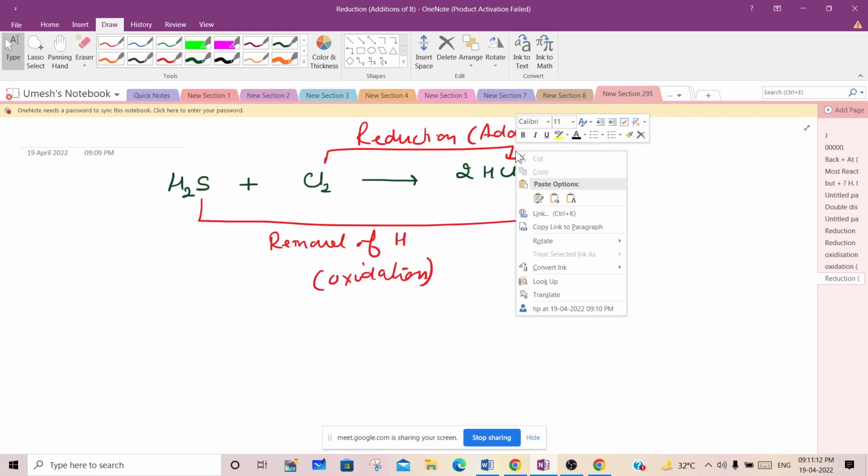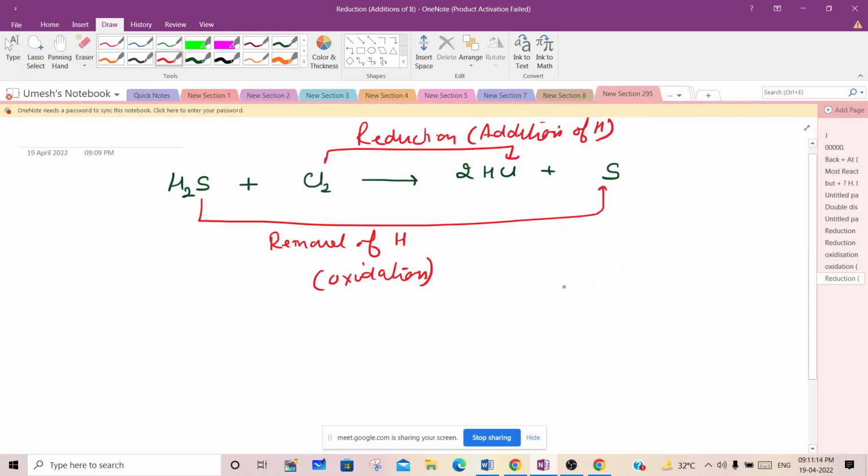Also, can you move your cursor? Note it down.